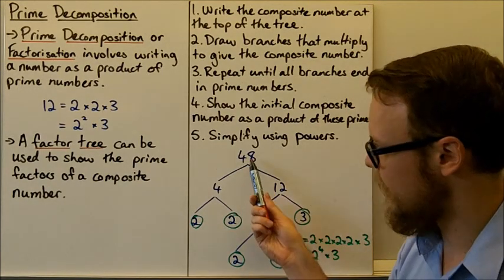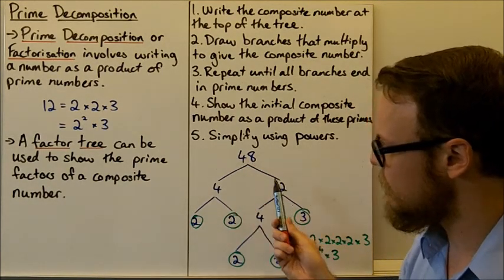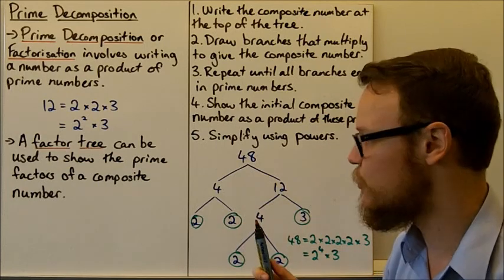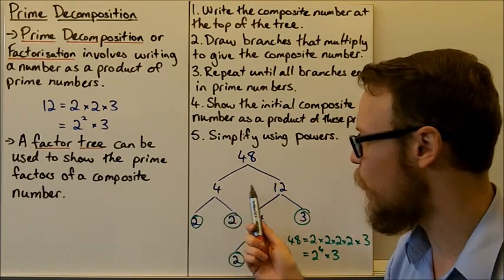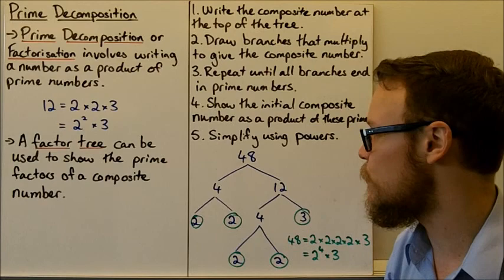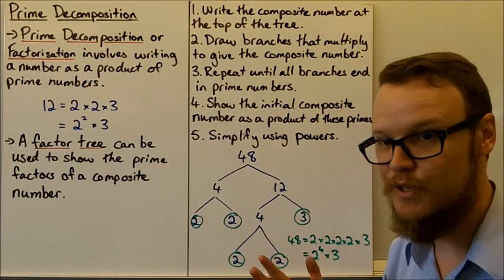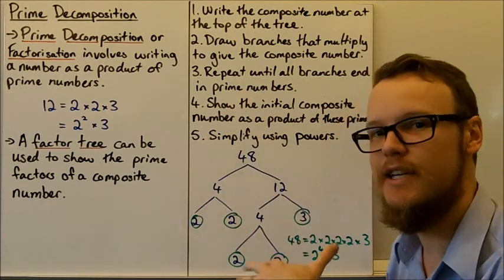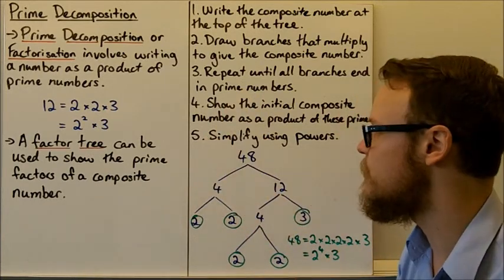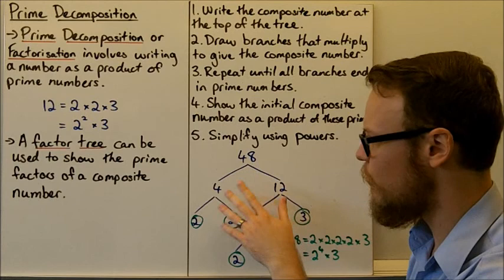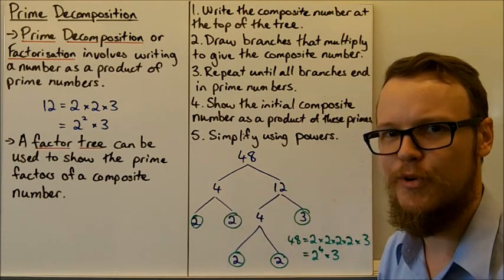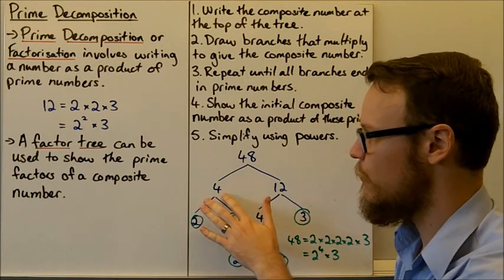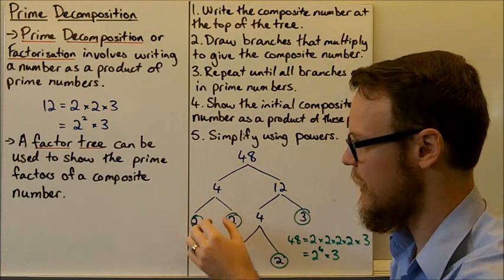So if we have a look at 48, I can draw two branches down to multiply to 48, and those two numbers are going to be 4 and 12. I've just chosen 4 and 12. I could have chosen 2 and 24. It does not matter which ones you start with, because as you keep branching down and down, you get the same prime numbers. So 4 and 12 are both not primes. They're both composite numbers, so I'll leave them as is and branch them again.